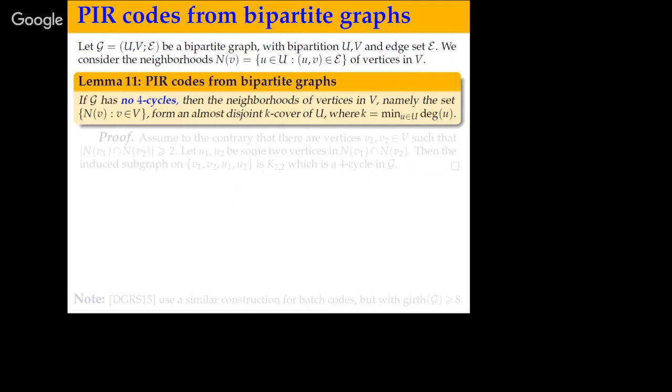Okay, so here's another construction of disjoint k covers. This one comes from bipartite graphs. Now, I assume that all of you have seen bipartite graphs. And what I claim is that I take such a bipartite graph. So let me make a drawing.